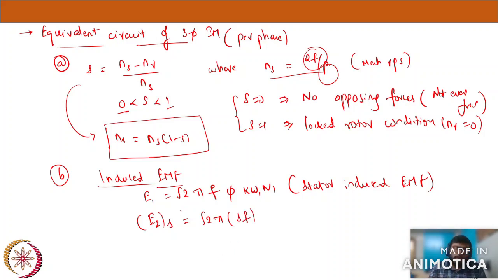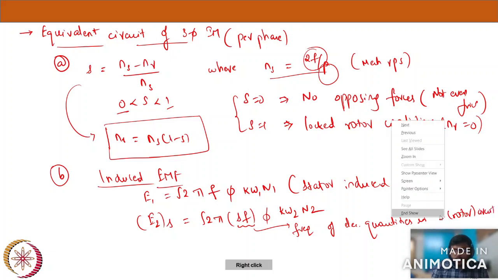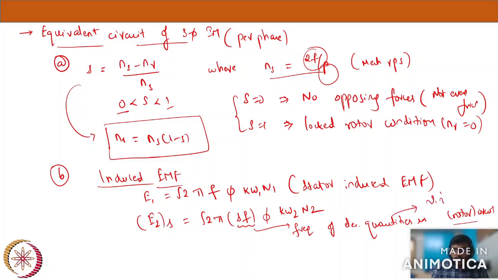Now the same formula we can write as root 2 pi sf, flux, and winding factor kW2 N2. Now what is this sf? This is the frequency of all the electrical quantities in the secondary, or you can call it the rotor circuit. Here we are using the terms primary and secondary, but ideally we should talk in terms of stator and rotor. So whatever electrical quantities, voltage and current, are in the rotor circuit, they will have the slip frequency, that is sf.